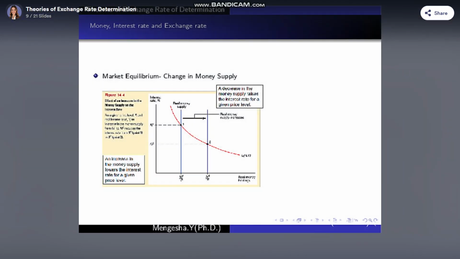If the money supply increases, the equilibrium interest rate falls for a given price level. This happens because more money is available, reducing the need to hold interest-bearing assets. Conversely, a decrease in money supply raises interest rates. These shifts in interest rates due to money supply changes have direct implications for exchange rates and economic conditions.